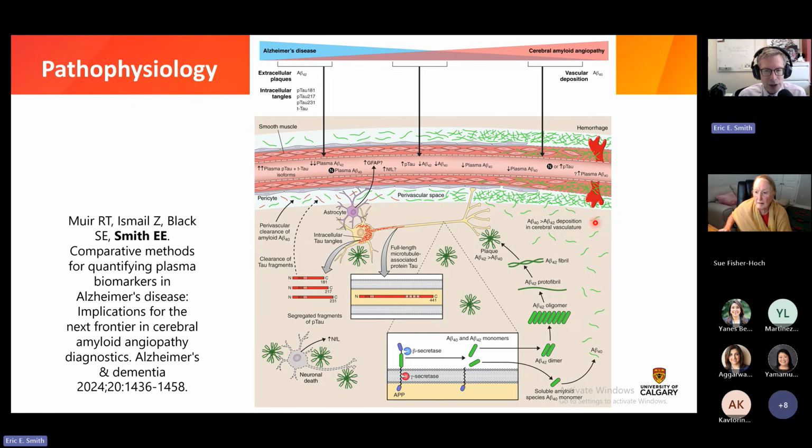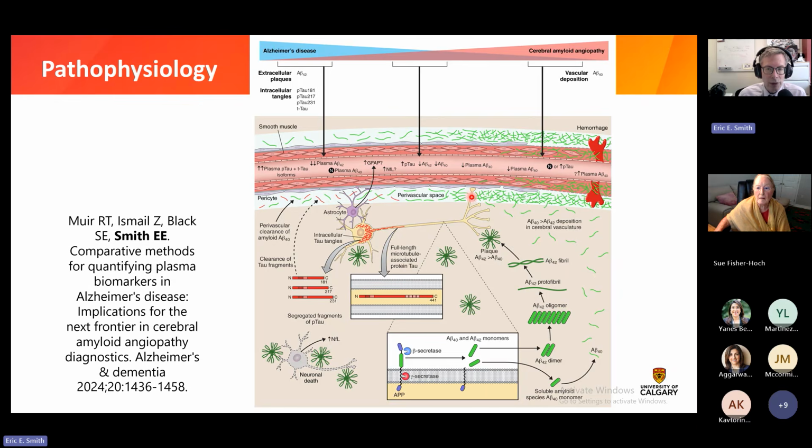And this amyloid deposition is toxic to the vessel wall and leads to loss of smooth muscle cells, hyalinization and collagen deposition, eventually leading the vessel wall to be brittle and to form cracks, leading to hemorrhages. Small hemorrhages can be silent and detected on MRI as microbleeds, or bigger ones as hemorrhagic strokes.